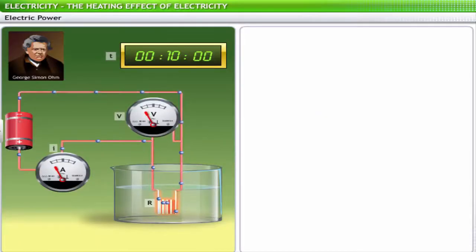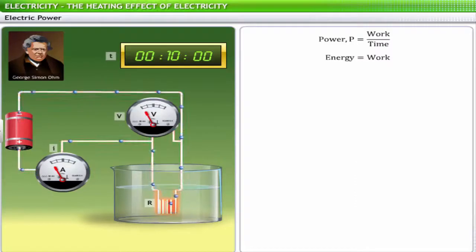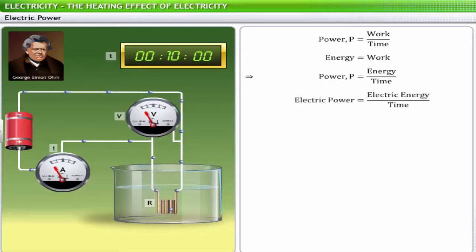You have learned in earlier classes that power is the rate of work done, as energy is the capacity to do work. Energy and work are equivalent. Hence, we also define power as the rate of consumption of energy. In terms of electricity, the rate of consumption of electricity is electric power.